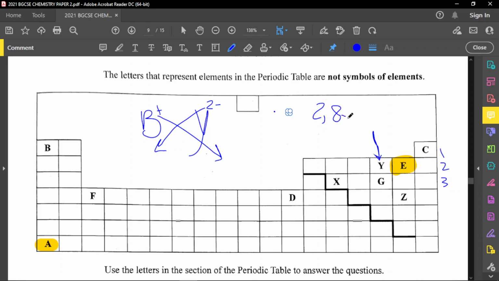And our third shell, which is the last shell in this case, now it says in group 6, it must have 6. And that is for the atom. That is for the atom. They did not ask us for the atom, they asked us for the ion.